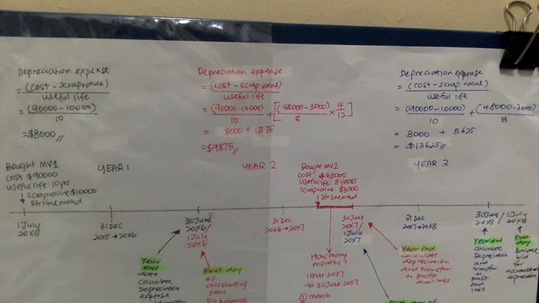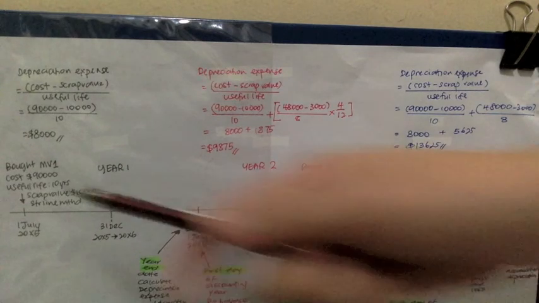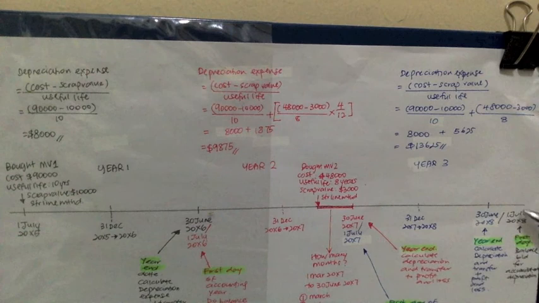This kind of timeline is very useful for analysis of the question, so that you won't miss out any step in between. In the next video, we will show you how all these different workings go into the journal entries and how these journal entries map into our accounts.